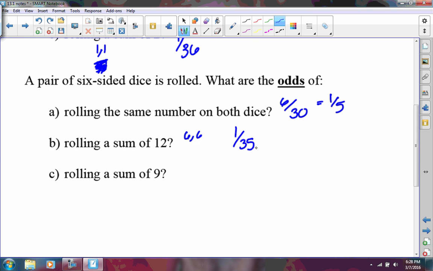And then for rolling a sum of 9, there's pretty much a limited number of combos here. We could do 3 and 6, or we could do 6 and 3 because the numbers are different here. Or we could roll a 4 and a 5, or then a 5 and then a 4. So those are our 4 possible outcomes that you could have for rolling a sum of 9. So there's 4 that we want out of the 32 left over that we don't want. So again, remember, odds is what you want out of what you don't want. And that we could reduce down to 1 over 8.